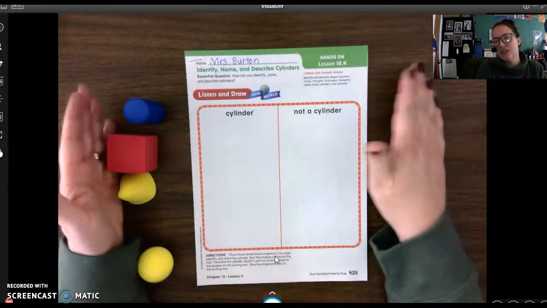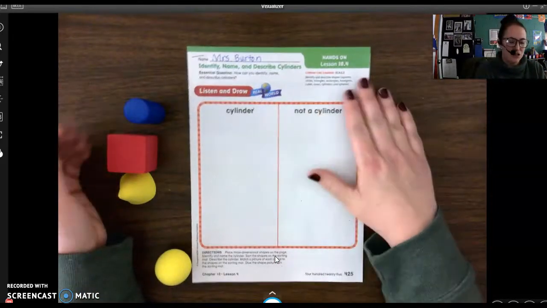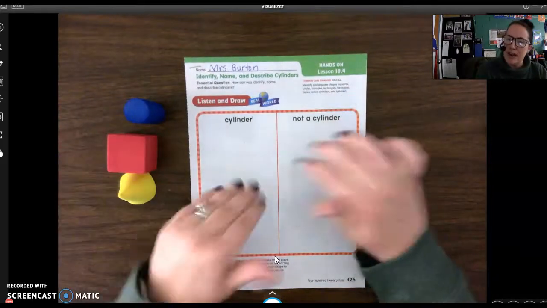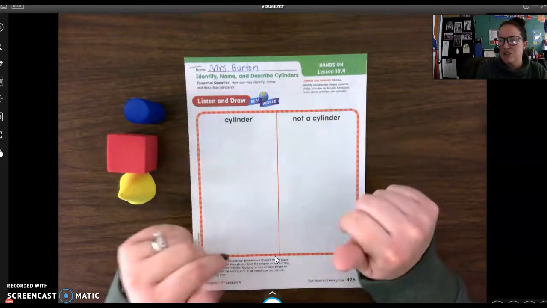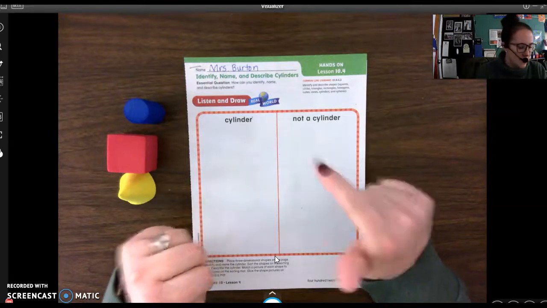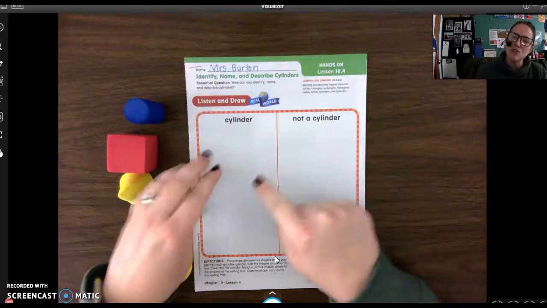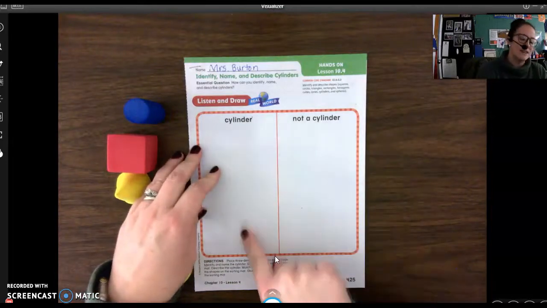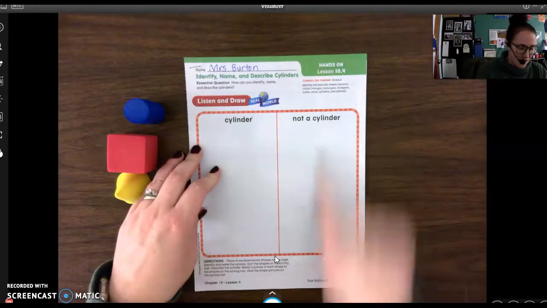So the first thing you can be doing is getting this paper out and putting your name on it, and I'm just going to do the sorting activity. We're going to talk through it together since you don't have shapes at home with you right now. Alright, so get your name on the top, and then I'm going to sort my shapes into shapes that are a cylinder and shapes that are not a cylinder.